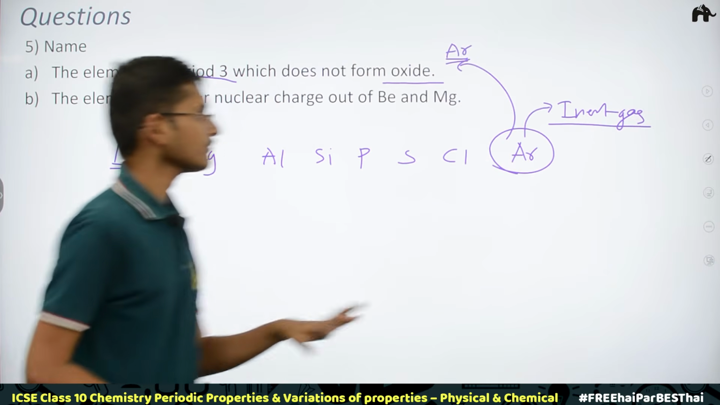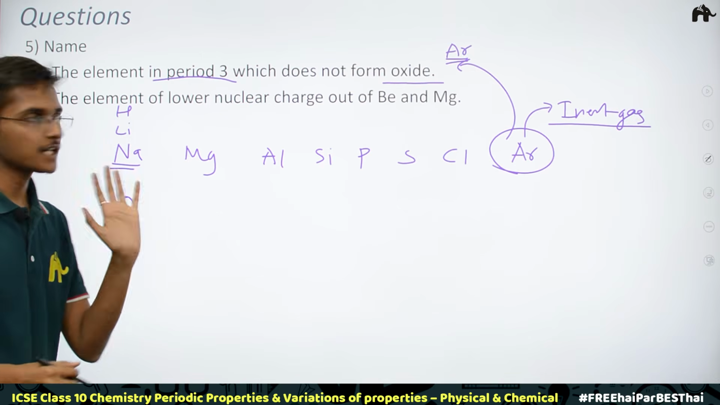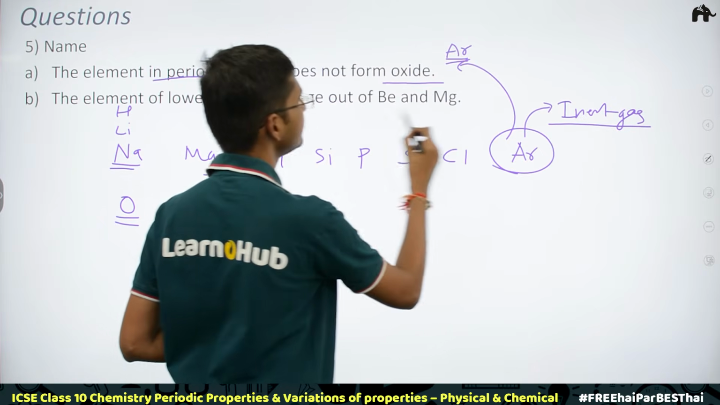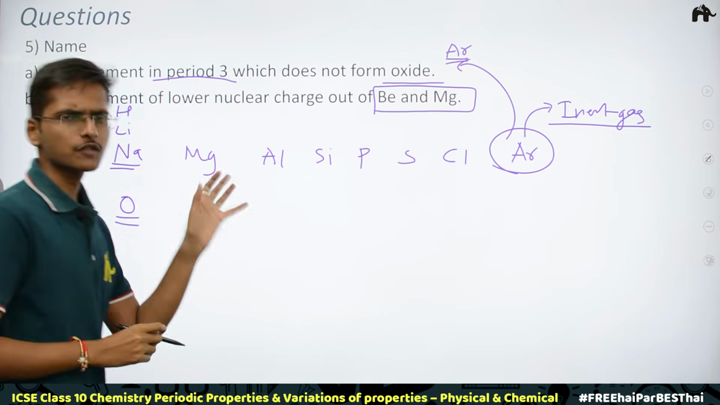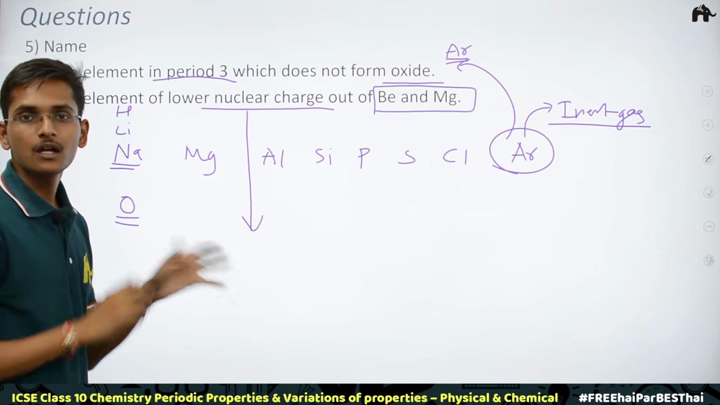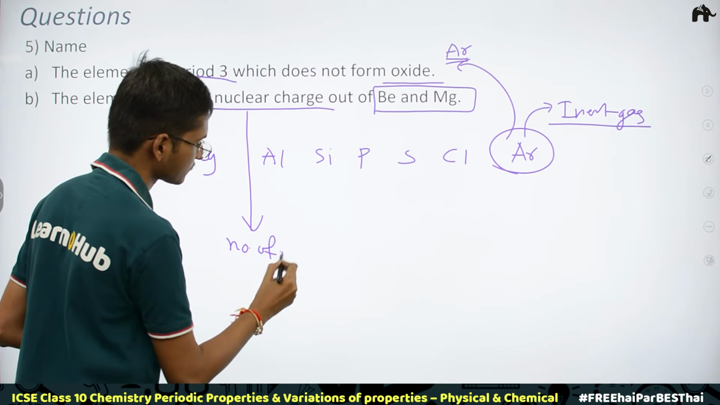Then next, the element of lower nuclear charge out of beryllium and magnesium. First of all, you know what nuclear charge means. Nuclear charge means the number of protons. We all know this.